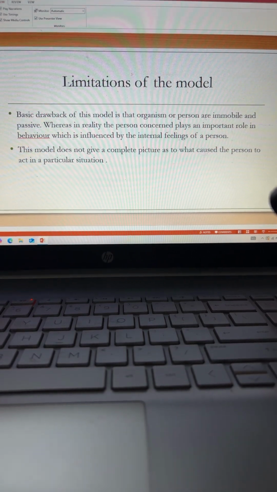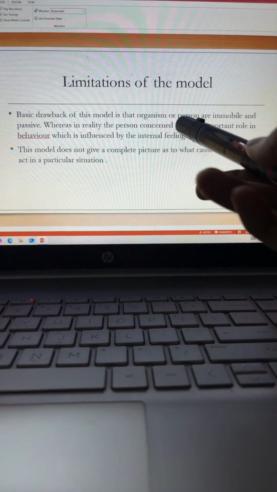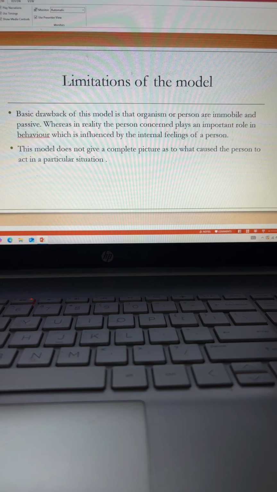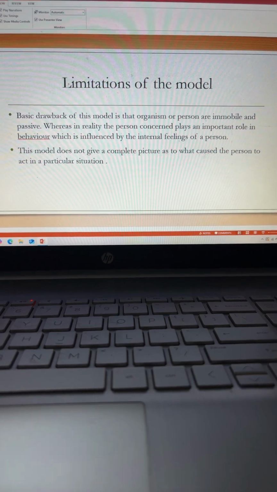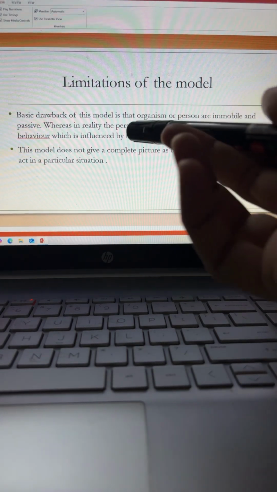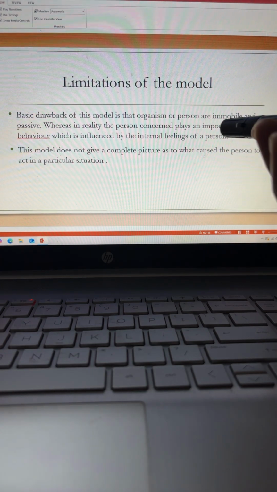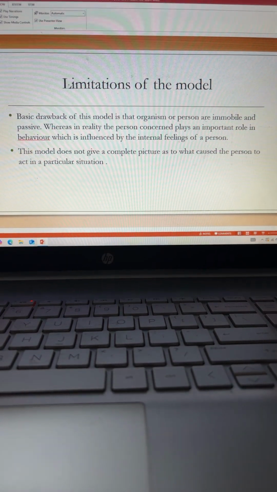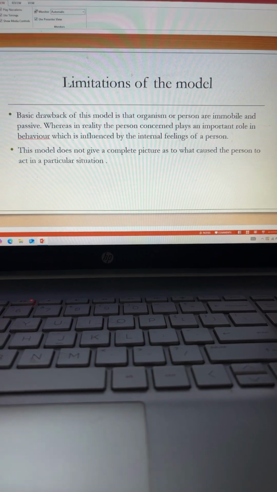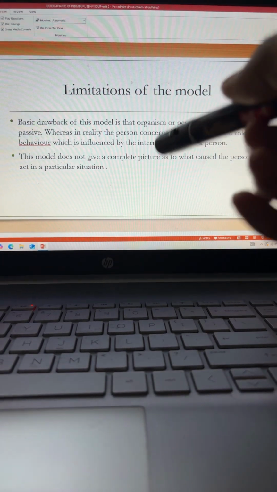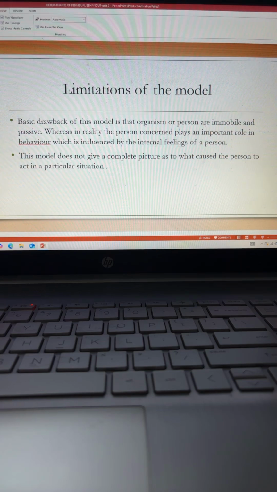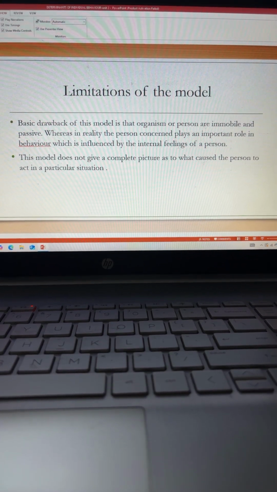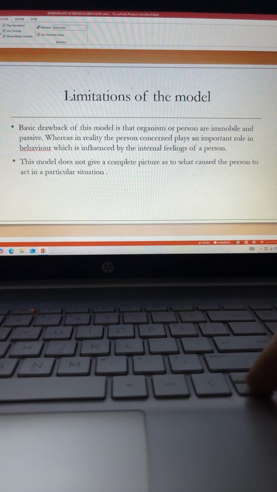The limitation of this model is that organisms or persons are immobile and passive. They are actually passive individuals, whereas in reality the person concerned plays an important role in the behavior, which is being influenced by the internal feelings of the person. This model does not give a complete picture as to what causes the person to act in a particular situation. So these are the limitations of this model.